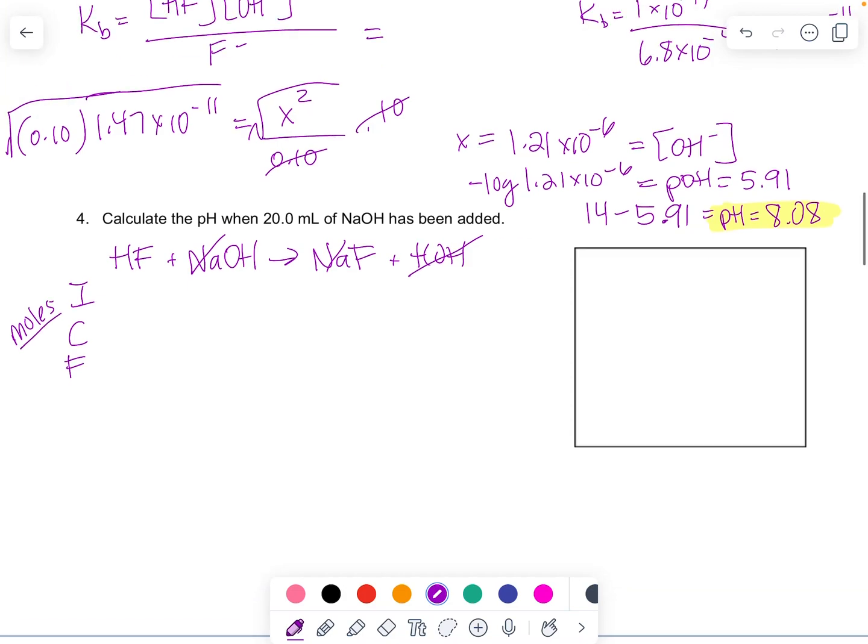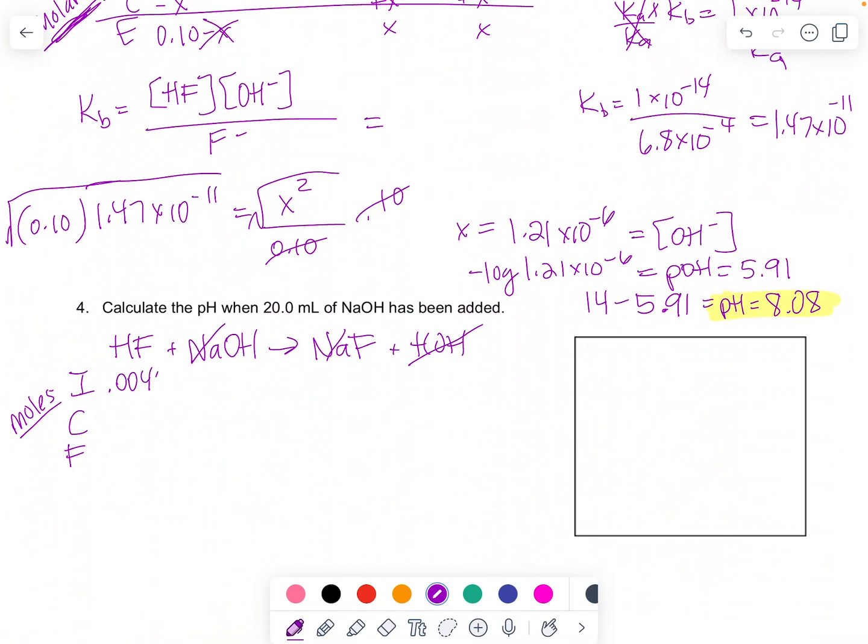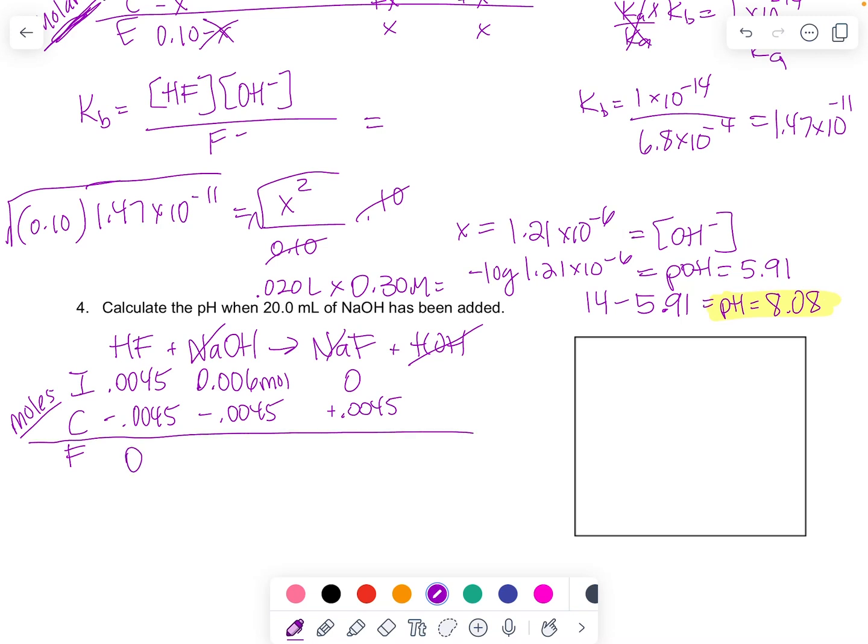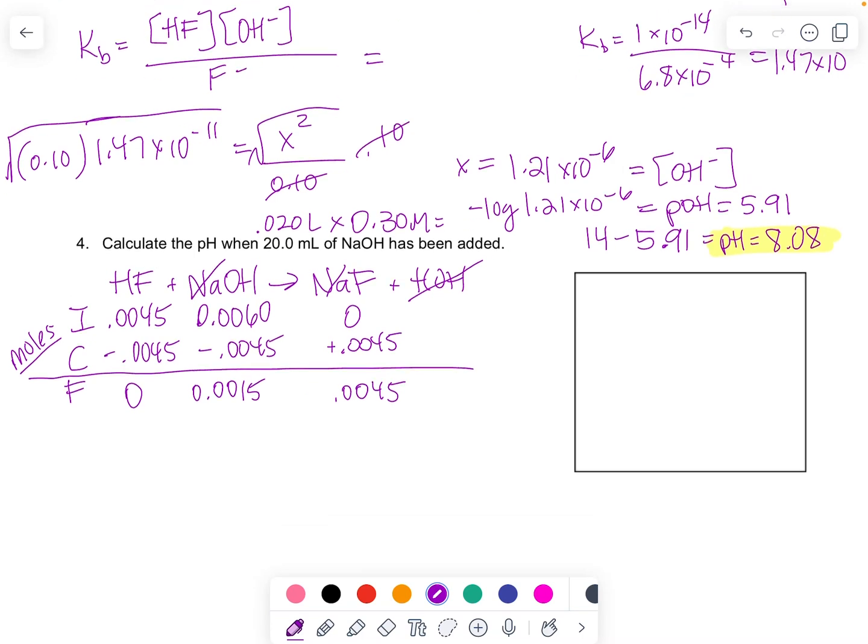So HF at the beginning is the same as it was before, 0.0045 moles. My NaOH, I will do 0.020 liters times the molarity, which was 0.30 molar. And I get 0.006 moles. And I have none of my F minus at the beginning. So I'm going to use all of my acid, and I will still have leftover base. So I have no acid, 0.006 minus 0.0045. And I get 0.0015, 0.0045.